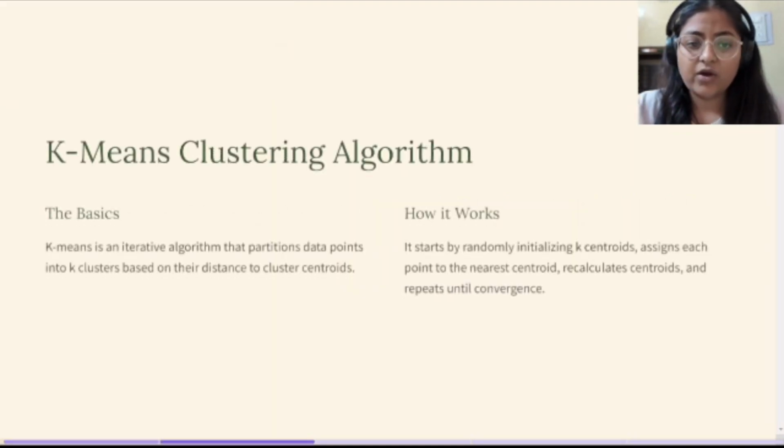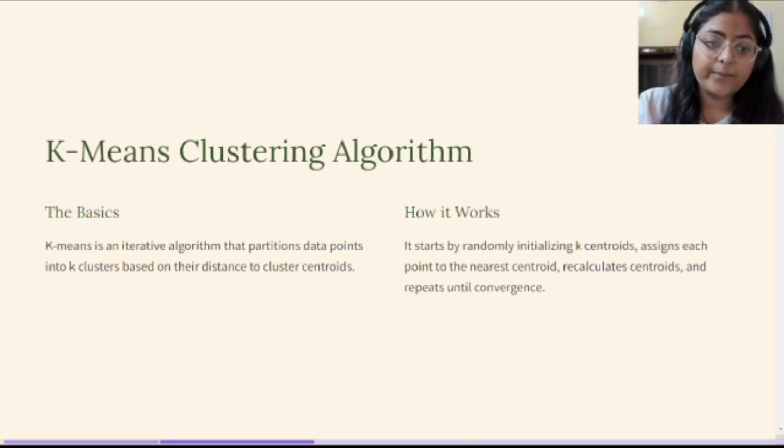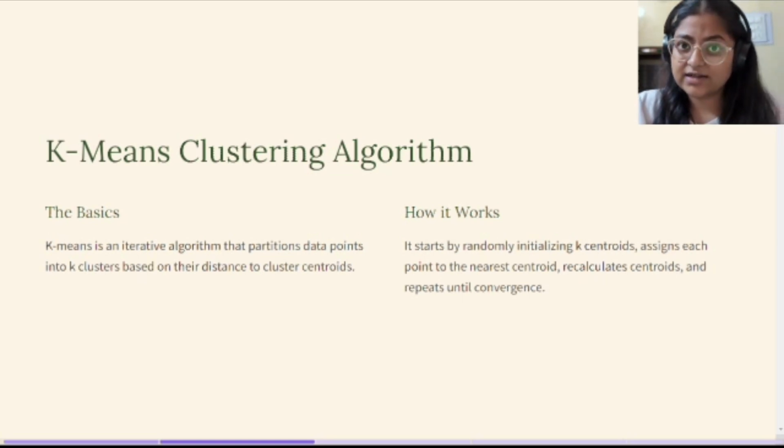Let's see what clustering algorithms are. So we have the k-means algorithm. The k-means is an iterative algorithm that partitions data points into clusters based on their distance to cluster centroids. Basically, there are various centroids, and the distance from those centroids defines the clusters in an algorithm called k-means.